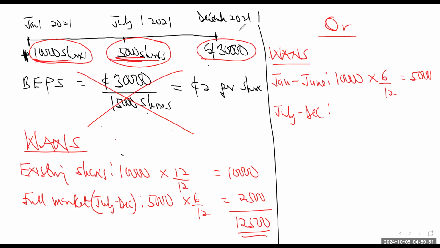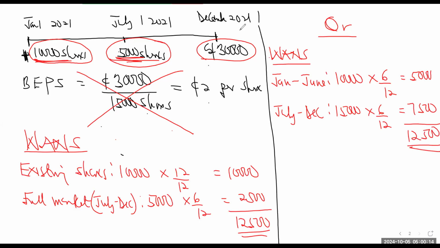Then we also have the 5,000, which will also be in issue for the 6 months. So we now have total number of shares to be 15,000, multiplied by 6 over 12. So we'll be having 7,500. If you put all of them together, you have 12,500.